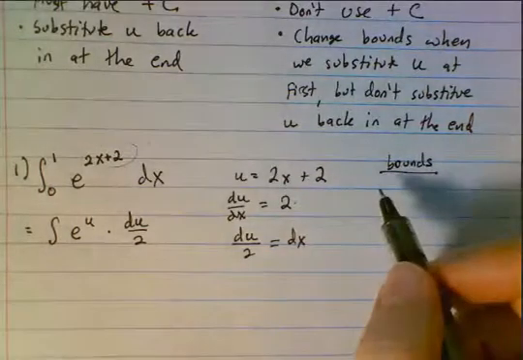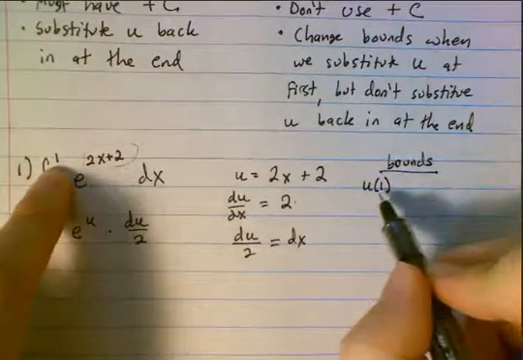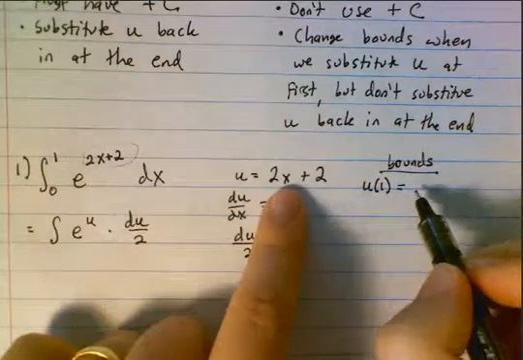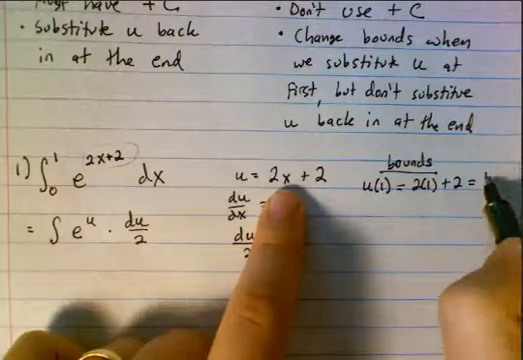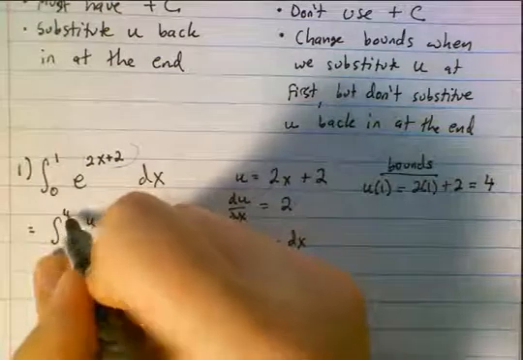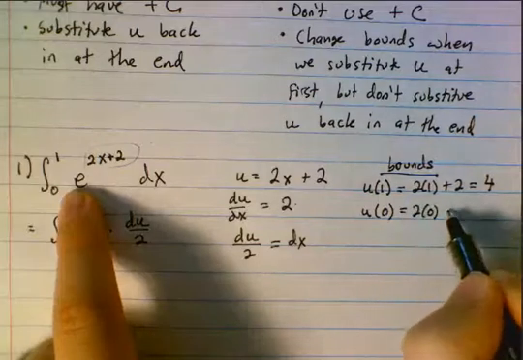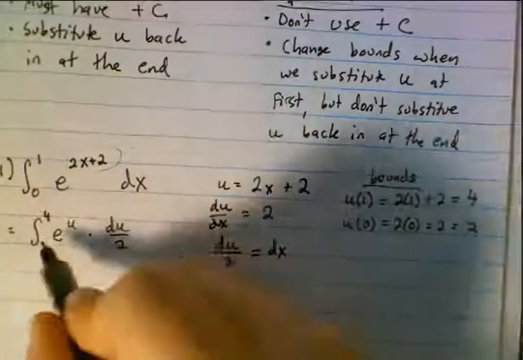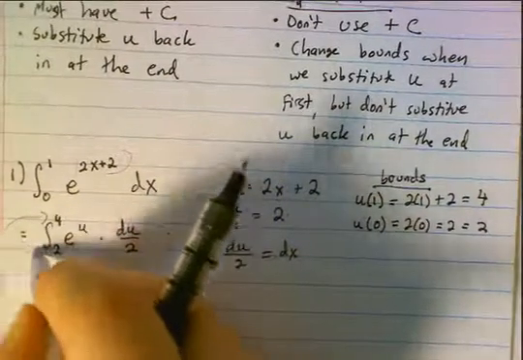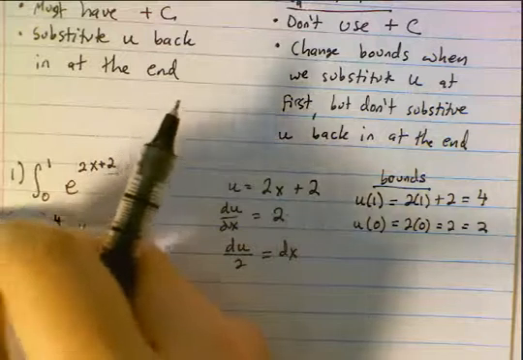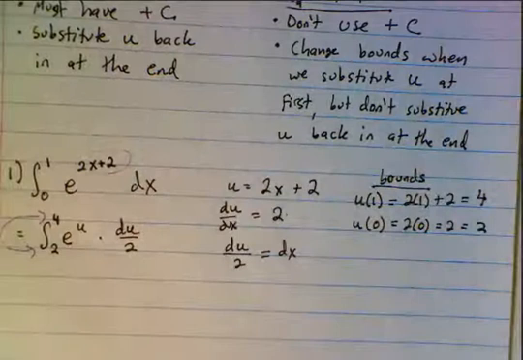So whatever the upper bound is, that's going to stay on top. So we're going to have u of 1, that's u of, not u times. And what we're going to do is we're just going to use this u function, put 1 in for x. That gives us 4. So 4 is going to go on top. Then we're also going to do u of 0, so we're going to put 0 in, giving us 2. So we're going to have 2 on the bottom. So make sure here that you change those bounds.